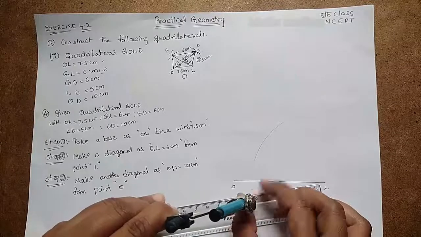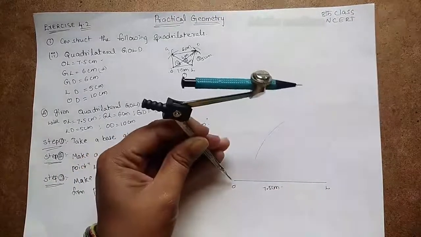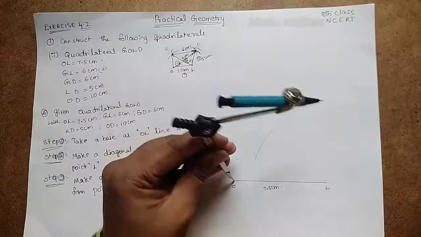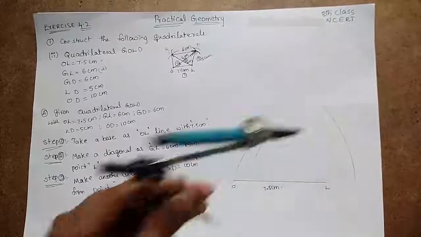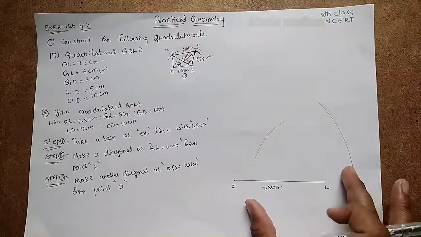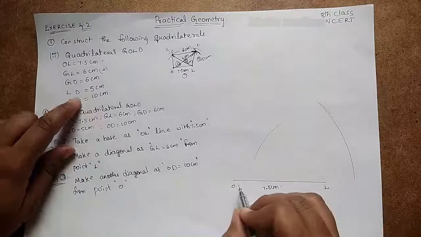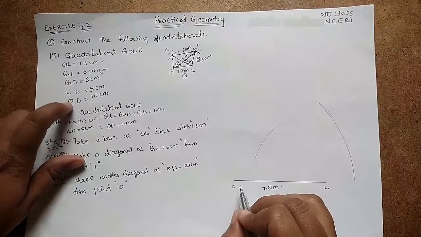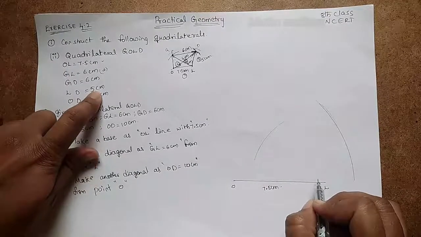So this is 10, at O make an arc like this. So here are the two diagonals we have. Next we have to move to the L or O. So here O is over and OD is over. From L we have point D, that is LD equal to 5 centimeters.